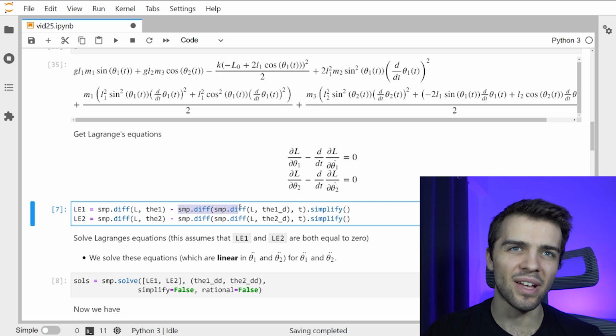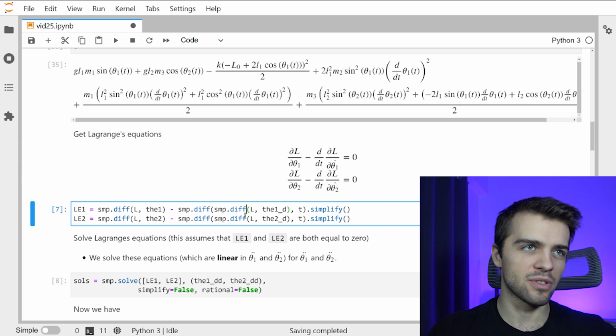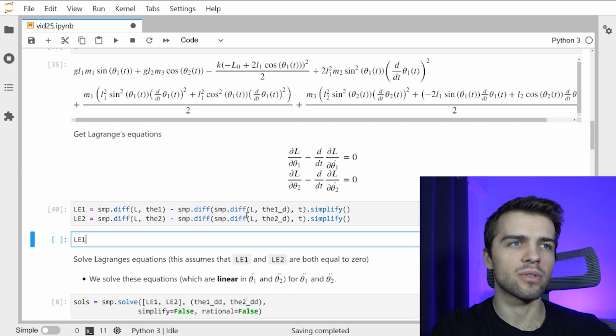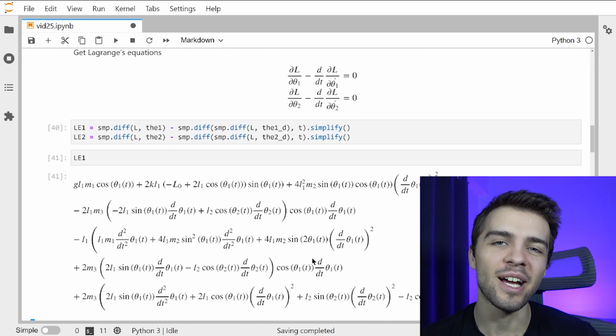And then outside of that, there's also a derivative with respect to time. And I simplify these two equations. So I get LE1 and LE2. It takes a couple seconds to run. These are my two Lagrangian equations. And they're pretty long, and they're complicated. And you think, well, how the heck am I going to solve these?